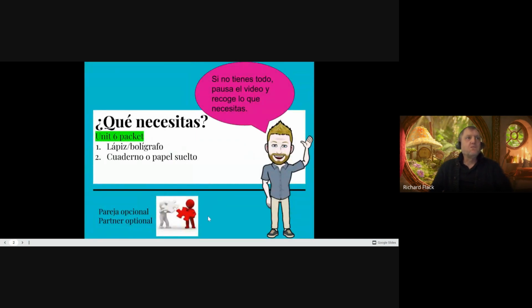¿Qué necesitas hoy? Necesitas el paquete de la unidad 6, algo con que escribir, lápiz o bolígrafo, y cuaderno o papel suelto. So you're going to need your notebook or some scratch paper to do some practice activities.